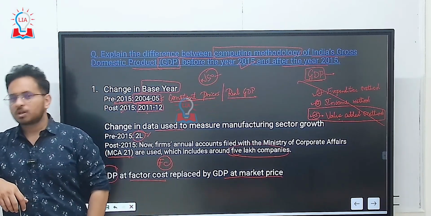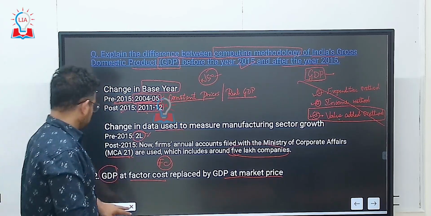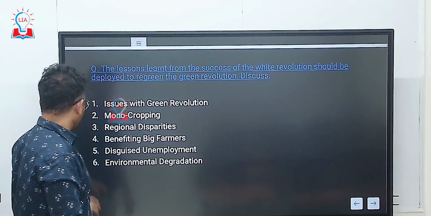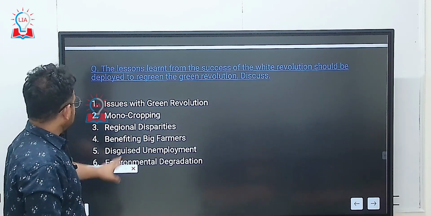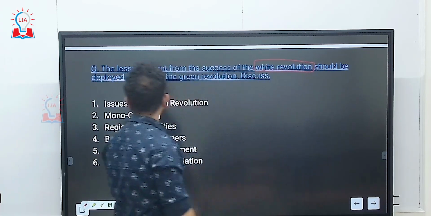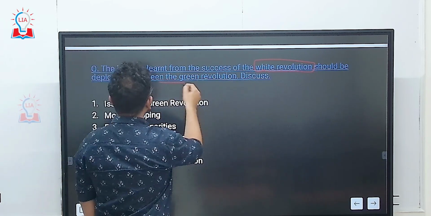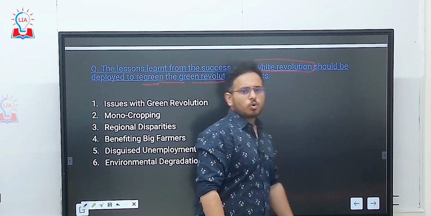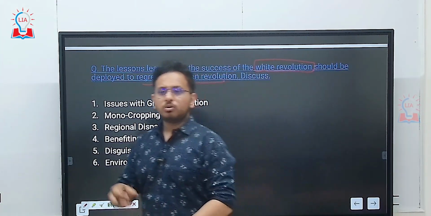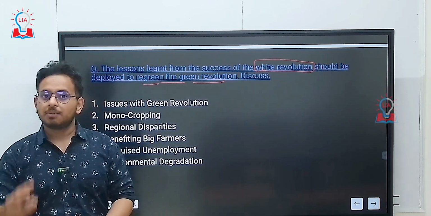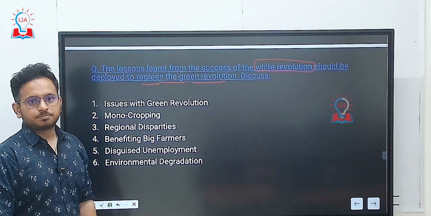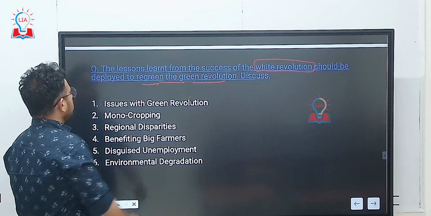Okay, so understood. So with this we'll move on to the second question for the day, that is the lessons learned from the success of the white revolution should be deployed to regreen the green revolution, which means whatever the lessons that we have learned from the white revolution, this is a time that we have to use the same methodologies, the same techniques in order to boost the green revolution. Okay, that is what the question says. Clear, everyone?